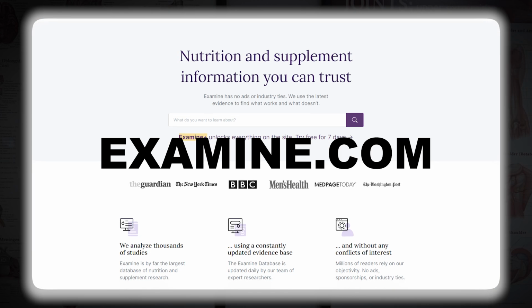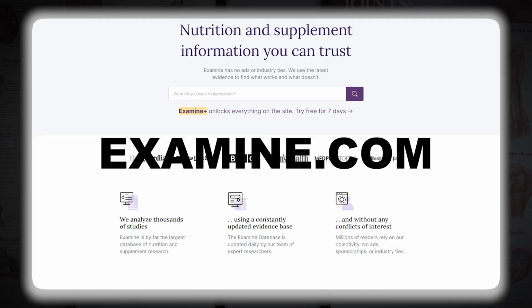Patients always ask me about supplements, and I'm sure you want to know what the best supplements are to help alleviate symptoms and support joint health. Let's go through some of my most commonly recommended supplements. Now, this list is backed by examine.com, an independent website that looks at the available published evidence to help you make more informed decisions about your supplement choices.